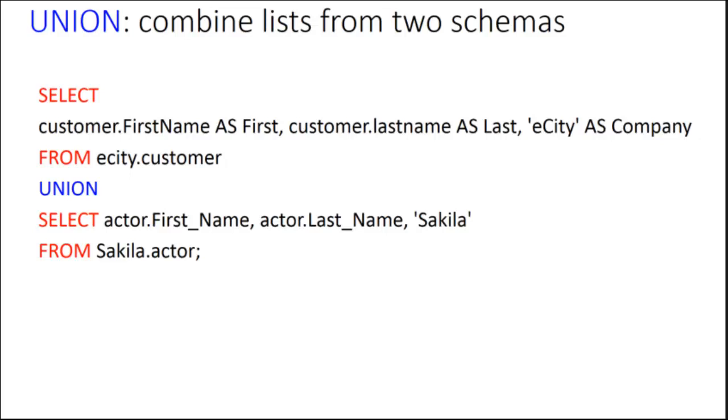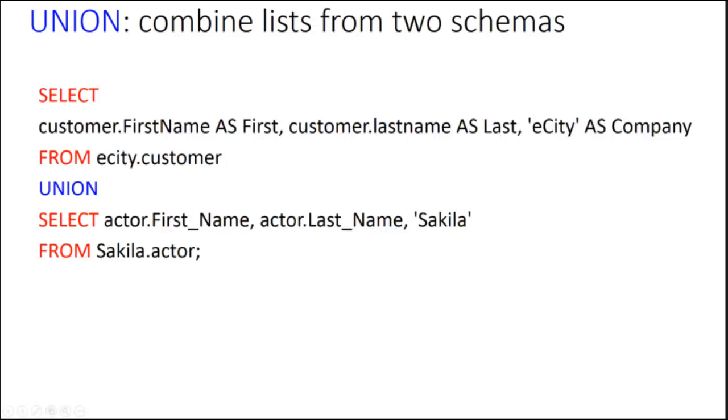So we start one select statement. Customer first name, we'll call that column first. Customer last name as last, so we'll call that column last. Then just ECD, this is the third field, a fixed value, and we will give a name to that, company. From ECD.customer, just like field name and table, here we can call schema name dot table. This is one list, and we'll continue that with another list with exactly the same 3 columns. Keyword union between 2 queries.